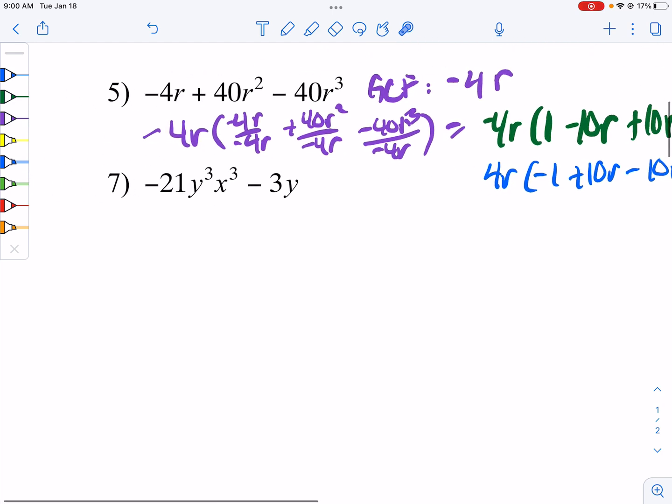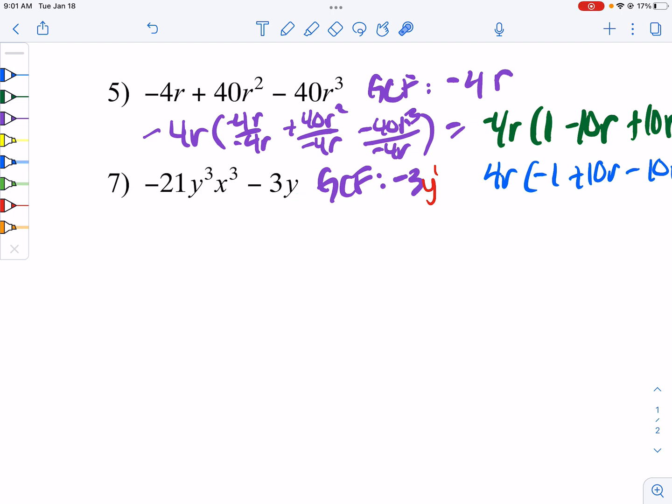Okay. Now, this one may look intimidating because you've got multiple variables, but the way that we do it is exactly the same. So I'm checking my numbers between 21 and 3. I've got a common factor of 3. That goes into both 21 and 3. Since my first one is negative, I'm going to take out the negative. Now, if I look at my variables, I've got a y cubed and a y. So I take the lowest exponent, which is y to the first. I check my next variable, which is x cubed. I have an x cubed here, but I have no x's here. So x's cannot be part of my common factor.